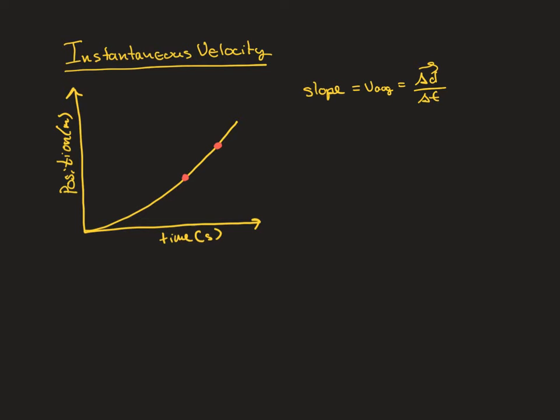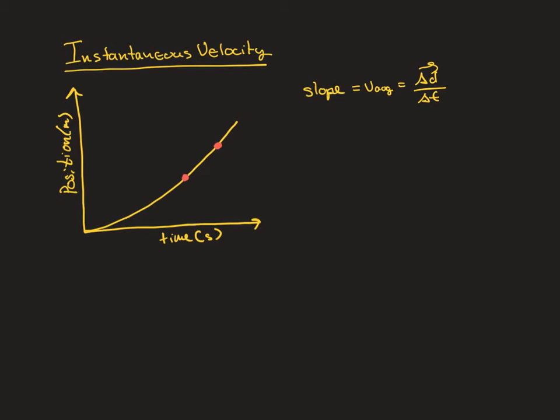Alright, so I've already discussed the idea of how to find average velocity using a position versus time graph. If we have our two data points, the slope of the line drawn between those two data points is the average velocity between those two data points, because our rise is our change in position, or displacement, and our run here is change in time.